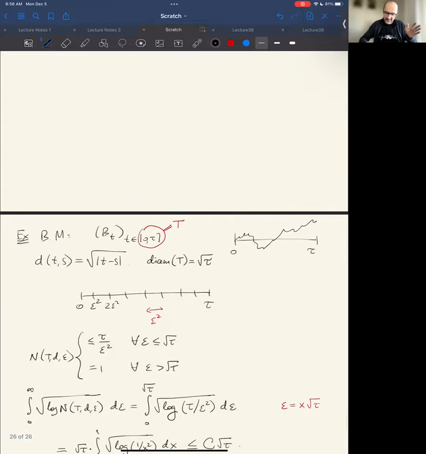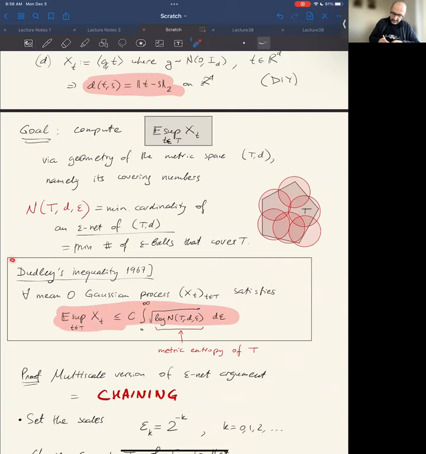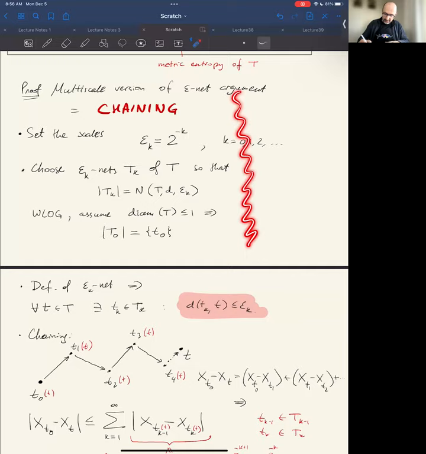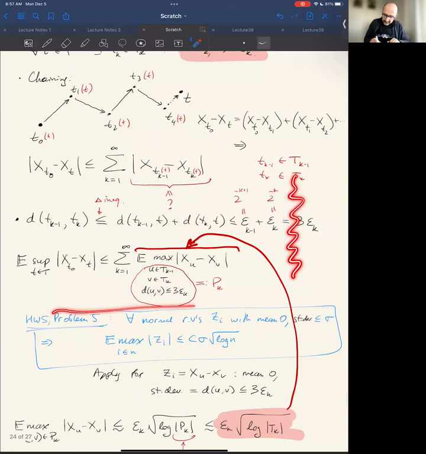Dudley's inequality applies to any Gaussian process. In fact, if you trace our steps back and ask yourself, how much of the Gaussian did we apply, really? Does it apply to any process? Where did we actually use the Gaussian thing? If you look at this proof, no Gaussian, nothing. We didn't use any Gaussian. Only here did we use that the random variables are normal.